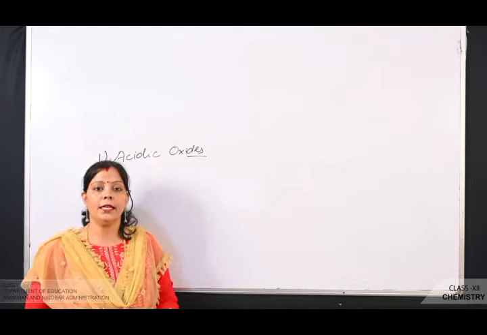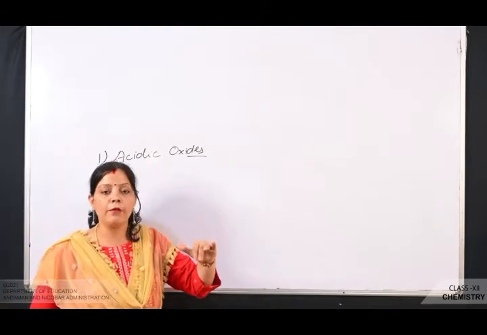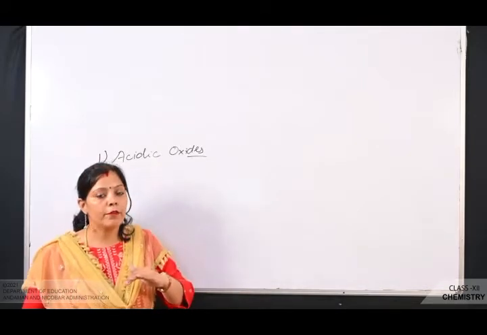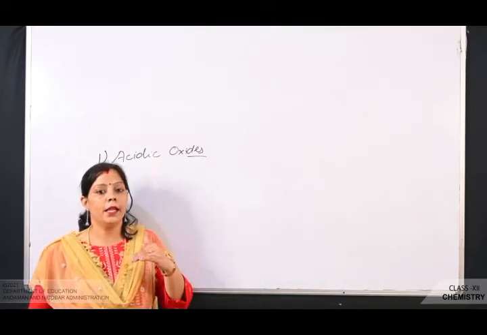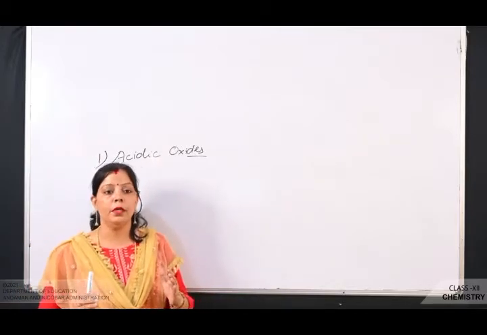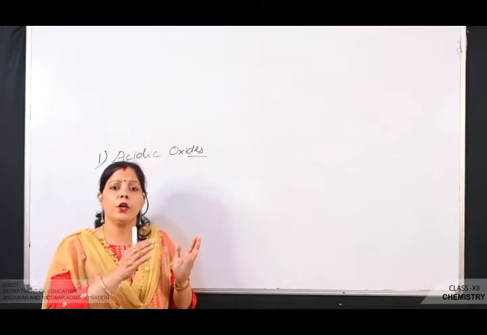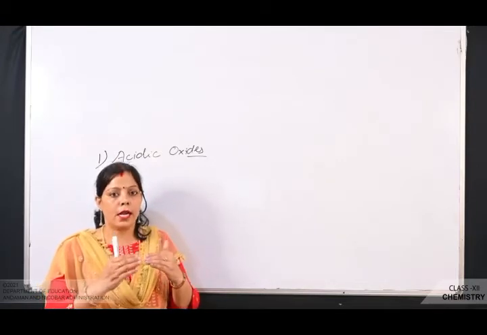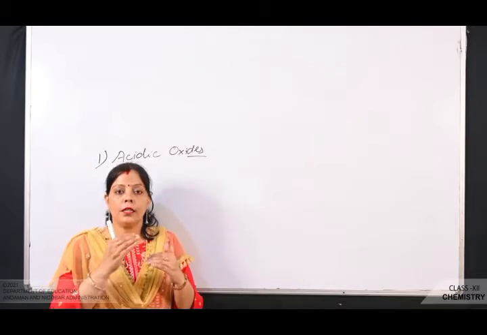The acidic oxides are those oxides which, when combined with water, give an acid. That type of oxides are named as acidic oxides. Basically, the non-metallic oxides, for example sulfur dioxide and N2O5, when a non-metal combines with oxygen to form the oxide, show acidic behavior because when they combine with water, they form acids.